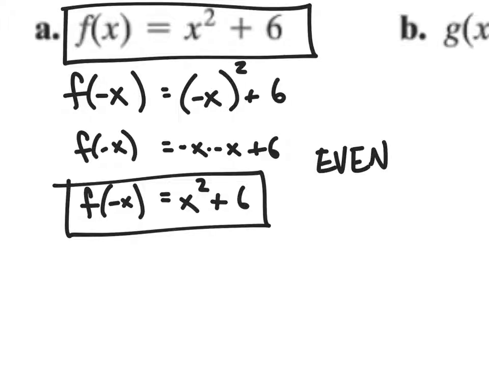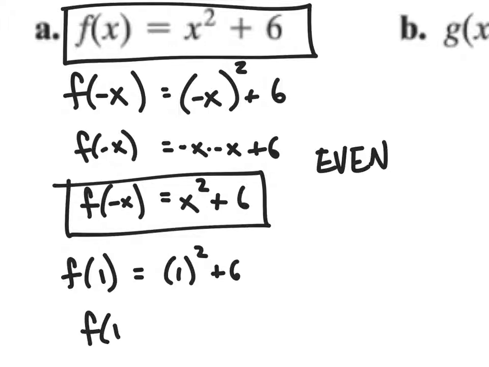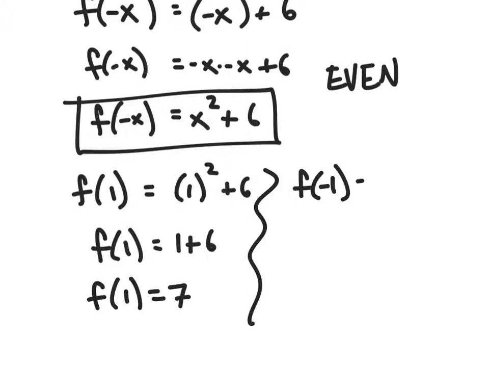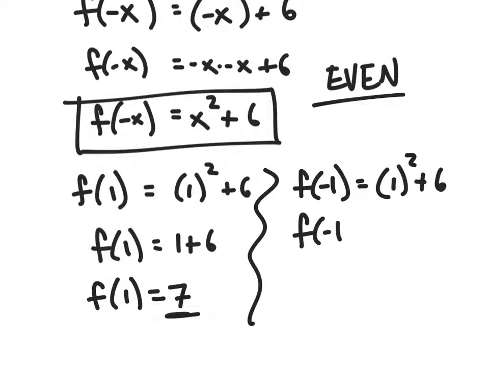What we also could do is plug in, say, f of 1. That's going to give me 1 squared plus 6. So f of 1 is equal to 1 plus 6, so f of 1 is equal to 7. Now if I plug in negative 1, then I should get 7 as a result if it's even. So f of negative 1 is equal to negative 1 times negative 1 plus 6. Negative 1 times negative 1 is positive 1, plus 6.